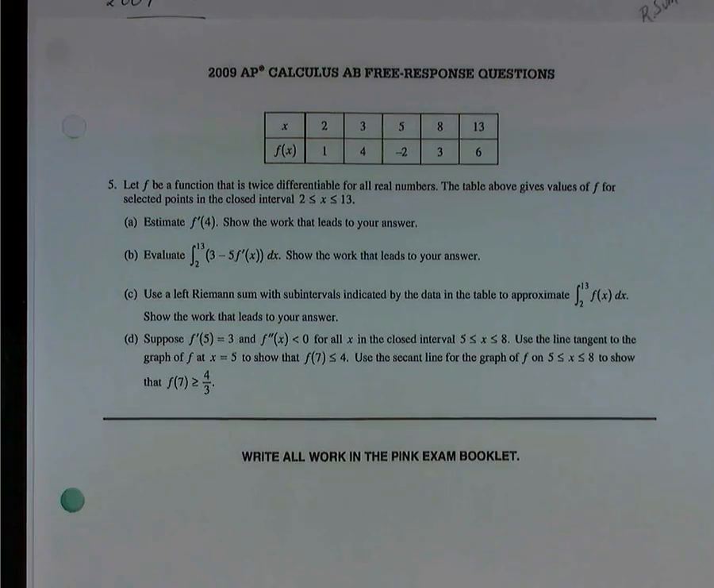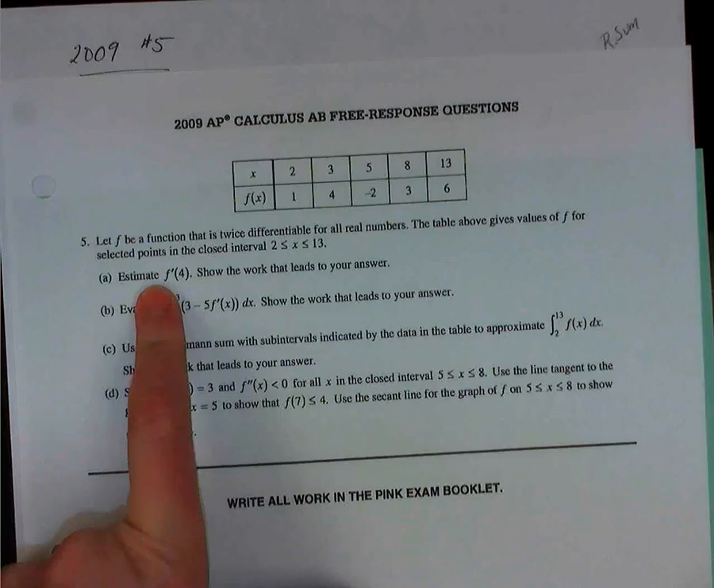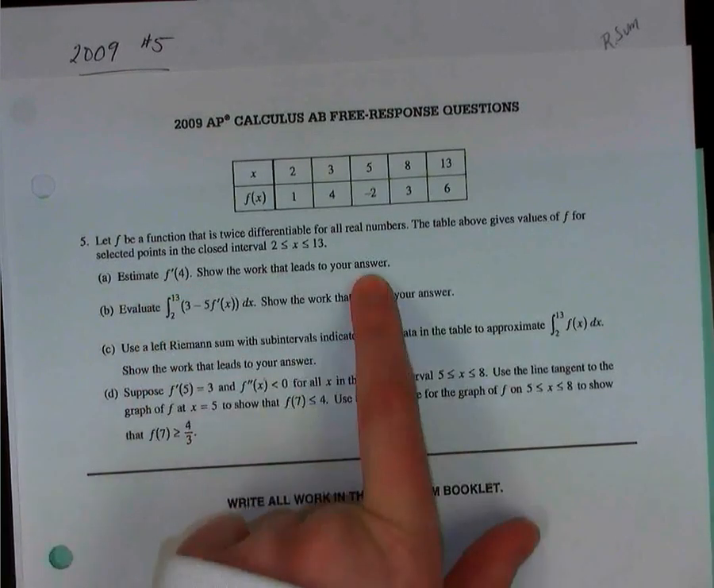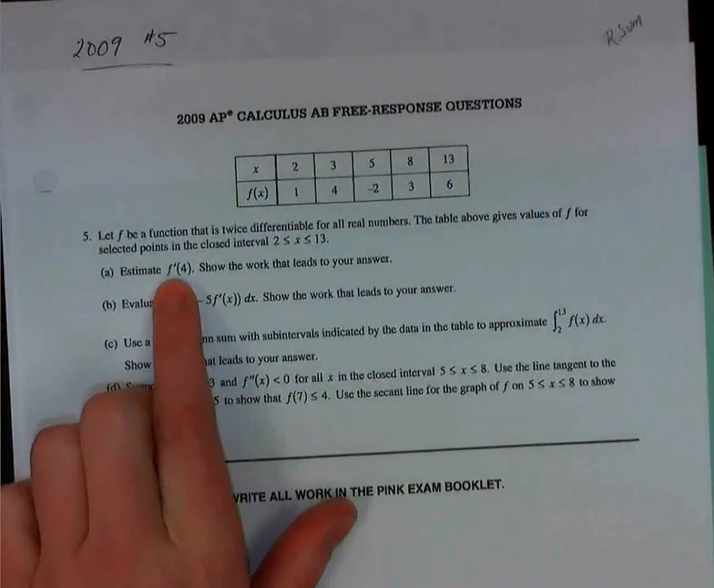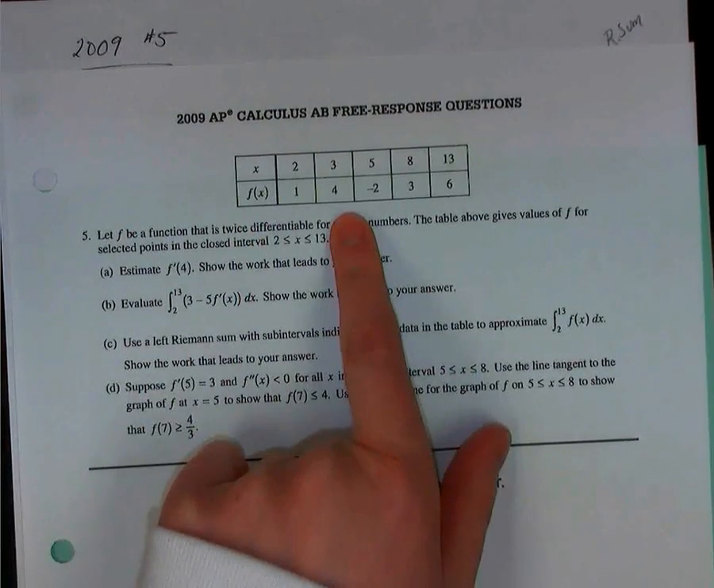2009, number 5, again, no TI. Okay, so all I have to work with is this chart. Part A, estimate f prime of 4 and show the work that leads to your answer. In this case, the derivative is the slope of the tangent line. All I have are these points here that were given to me in the table.